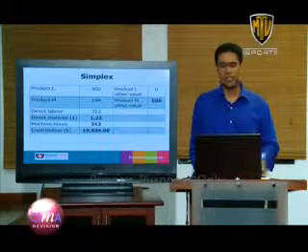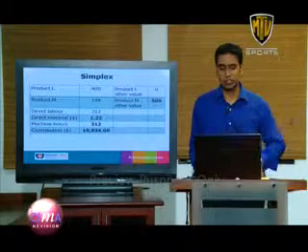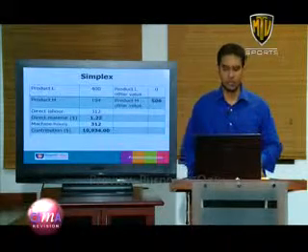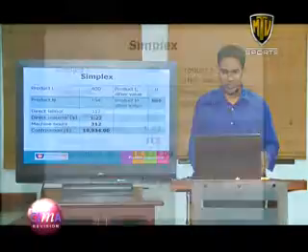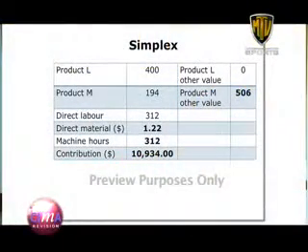And this is an output table, which tends to be given to you. And you'll notice on the slide, you've got product L, product M, product L other value, product M other value, direct labor, direct material, machine hours, and contribution. It's up to us to actually explain what each of these values mean.